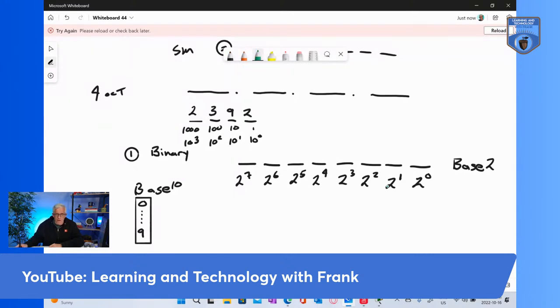Well, anything to the power of 0 is going to be 1. So that's my ones column. 2 to the power of 1 is 2. 2 times 2 is 4. 2 times 2 times 2 is 8. Times 2 is 16. Times 2 is 32. Times 2 is 64. Times 2 is 128.